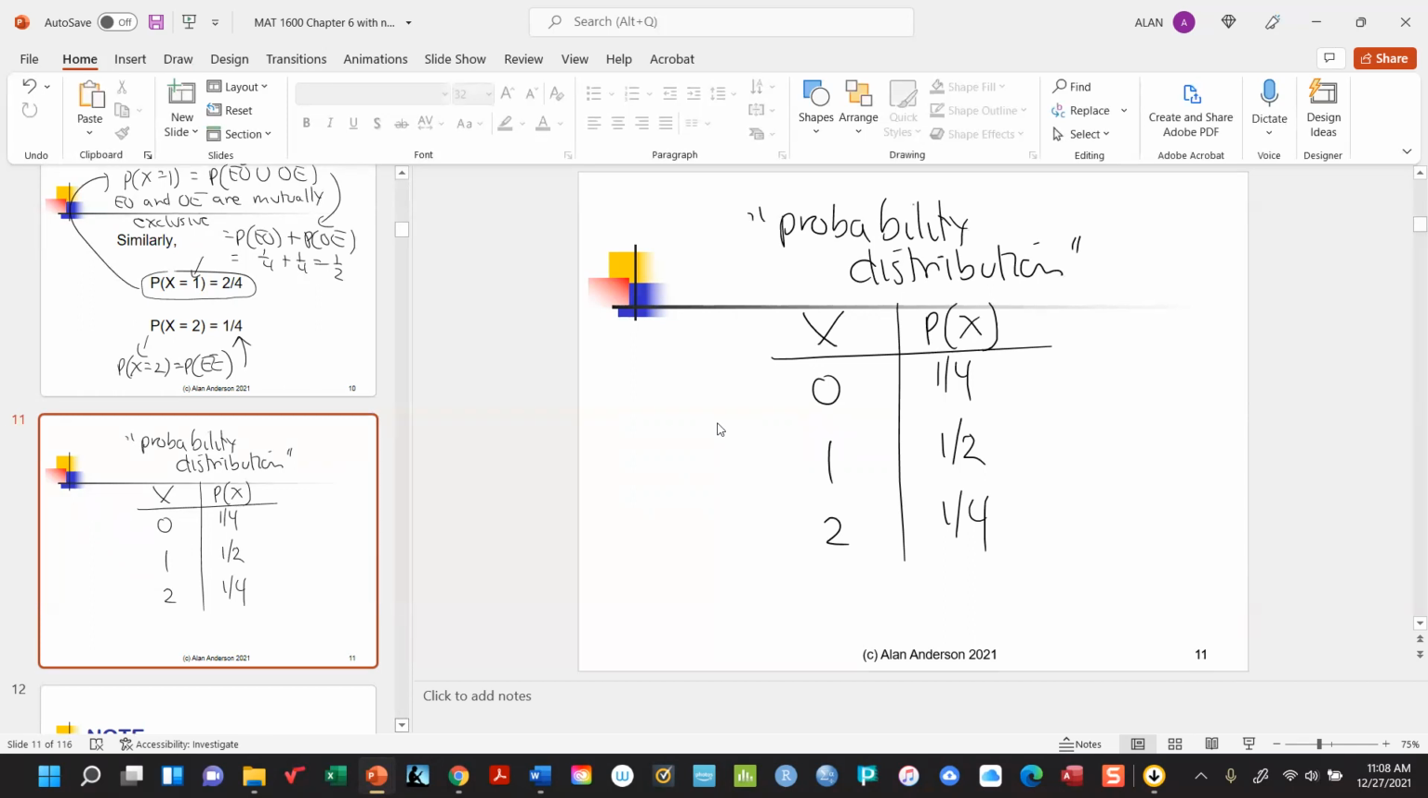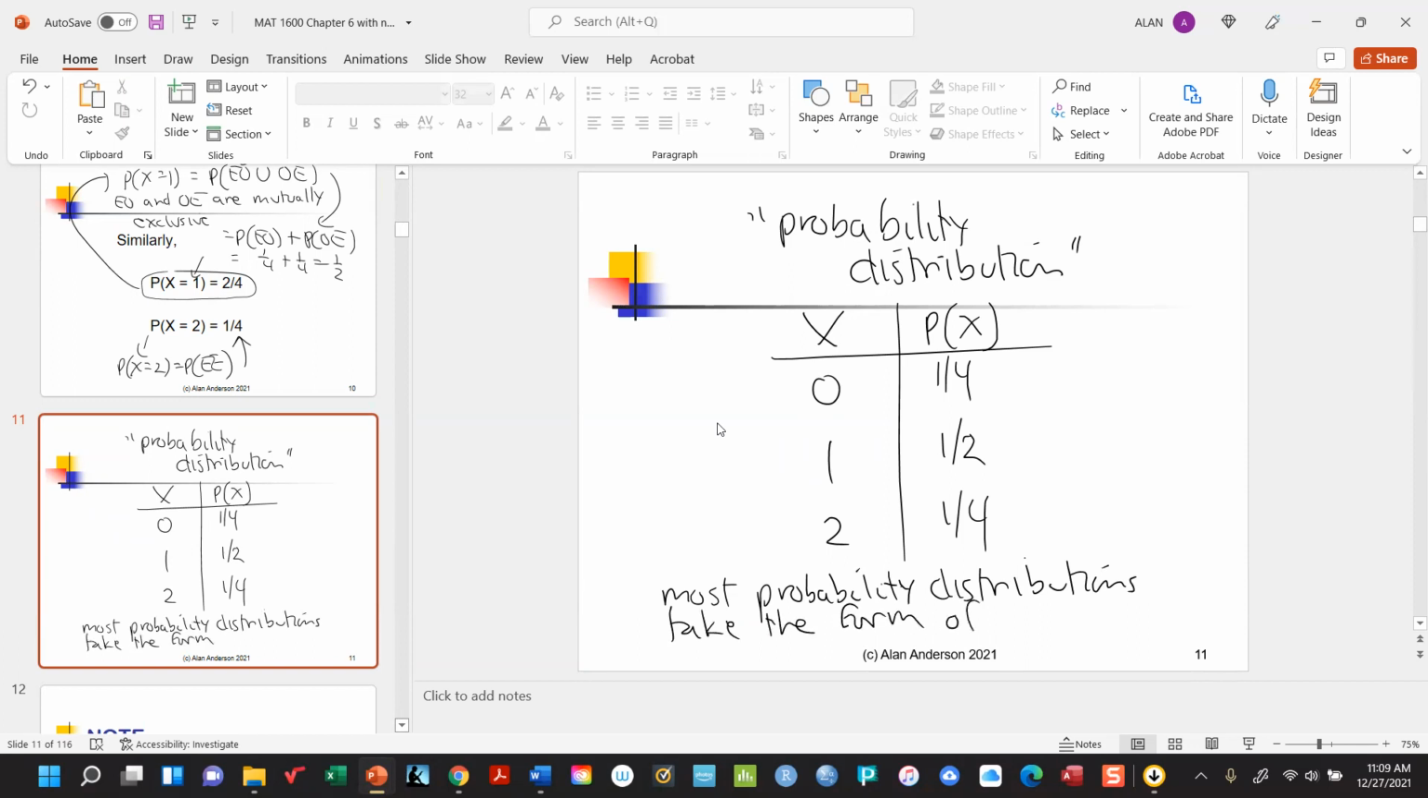Now, this is a simple case. It's a table with X's and probabilities. Because this is such a simple case, we can express it as a table, but most probability distributions, as we'll see later on, take the form of an equation. Okay, so most of the time we'll create an equation to take the place of a table, because otherwise it can get very awkward very quickly. Like what if we roll the die 20 times? Then our table would be quite, quite large. And so we typically try to turn this into an equation of some kind.